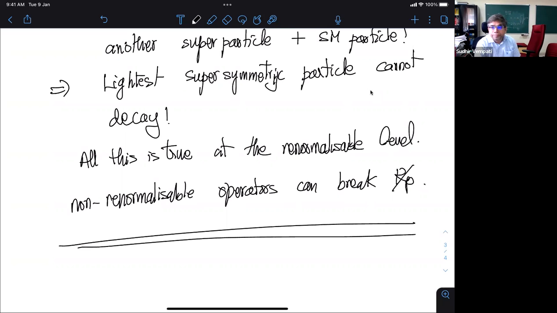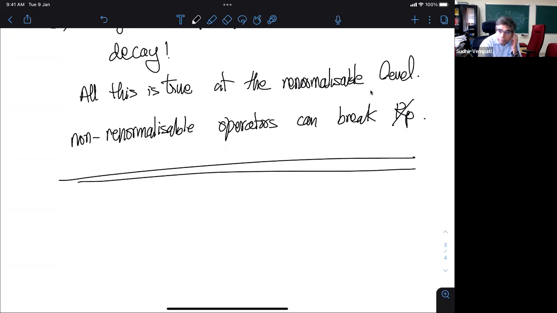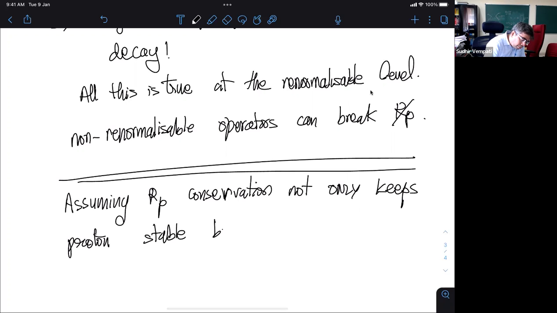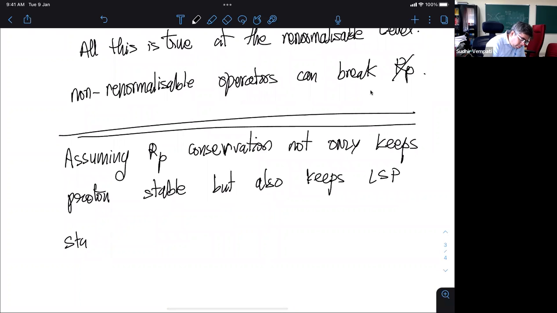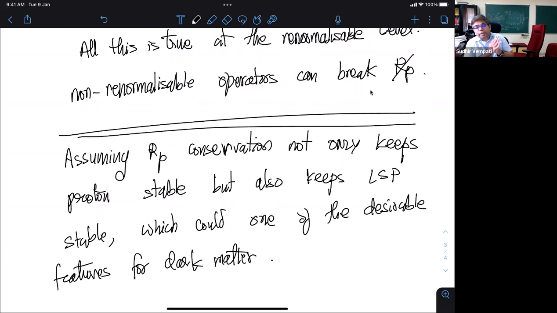Any questions on R parity? Okay. So assuming R parity conservation not only keeps the proton stable, but also keeps the LSP stable, which could be one of the desirable features for dark matter. Okay, that's the reason why R parity is so popular.